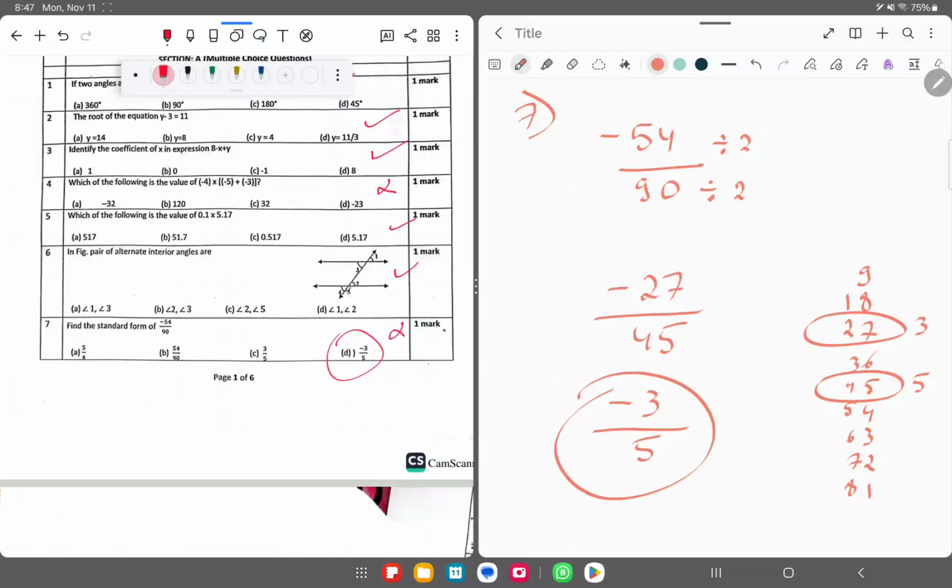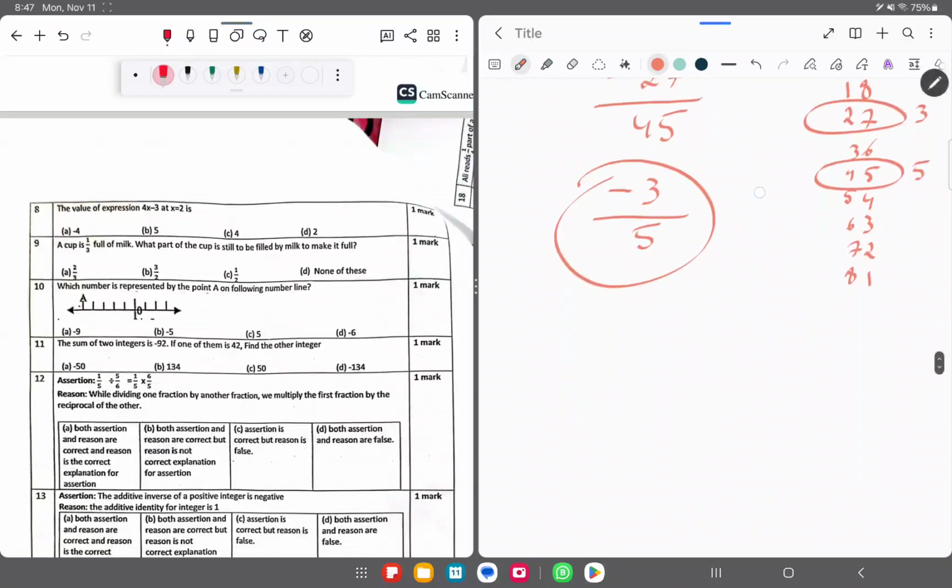It's a D. So what did you write, Adia? You wrote 3 over 5. No, this is the correct one. Okay. Now 8.